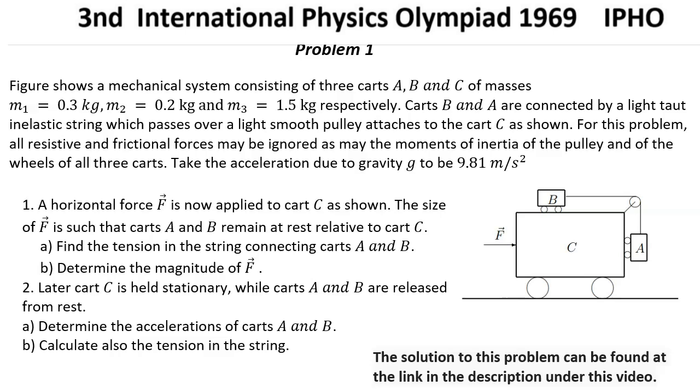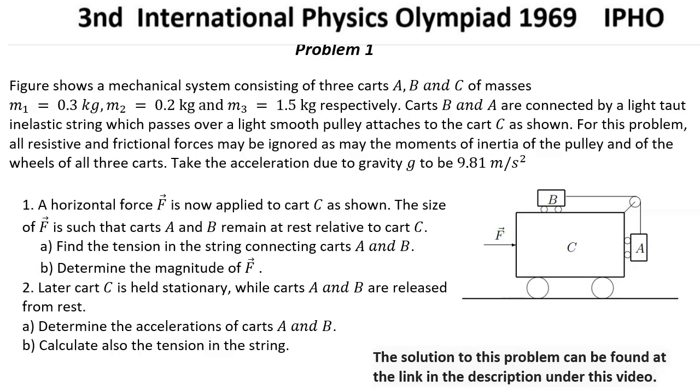For this problem, all resistive and frictional forces may be ignored, as may the moments of inertia of the pulley and other ends of the wheels of all 3 carts. Take the acceleration due to gravity g to be 9.81 meters per second squared. First question. A horizontal force F is now applied to cart C as shown. The size of F is such that carts A and B remain at rest relative to cart C.